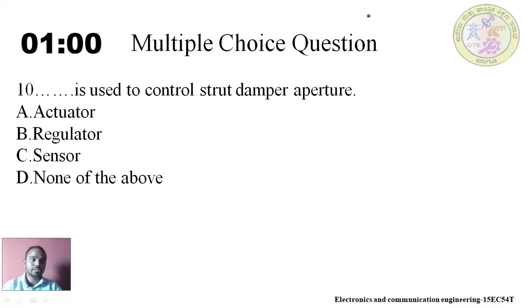And the last one: dash is used to control the strut damper aperture. We have four options: actuator, regulator, sensor and none of the above. Dash is used to control the strut damper aperture. The correct answer to this question is the actuator. This is all about the MCQ.